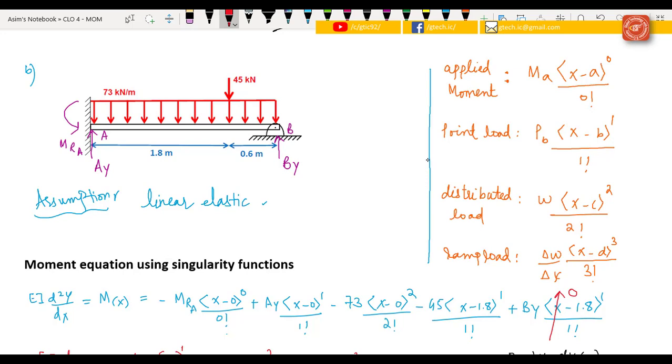So as we know that moment is equal to EI d square y over dx square, and the moment acting at point A would be MRA, and the distance at this point is definitely 0, x minus 0 power 0 over 0 factorial plus Ay, that is the point load, use this form and write it here, then 73, that is the distributed load, use this generalized form and now write it here according to this situation, and then the point load again, that is 45, and it is moving downward, that's why I put negative sign here, also negative sign here, as this is moving downward.